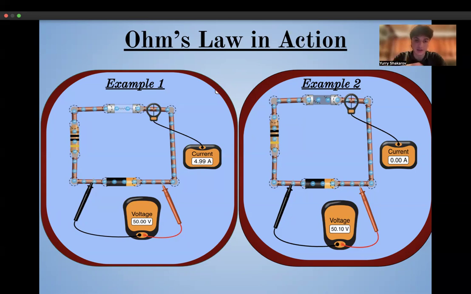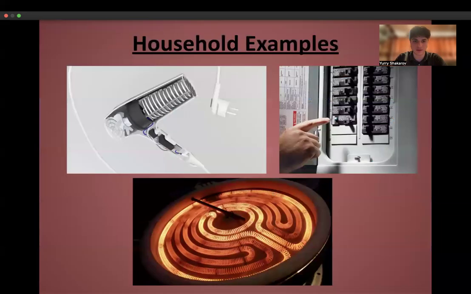And in example two, we have the exact same setup, but the voltage is increased by 1/10 of a volt, which overpowers the fuse and blows it out, completely interrupting current flow. This is crucial to understand when it comes to designing real-life applications. And let's take a look at some of those real-life applications.